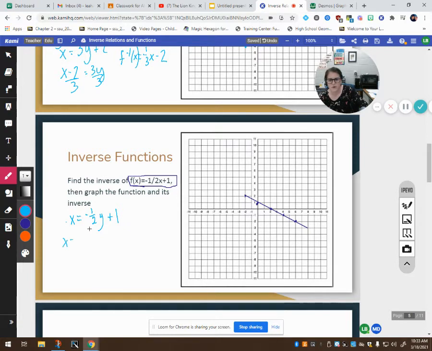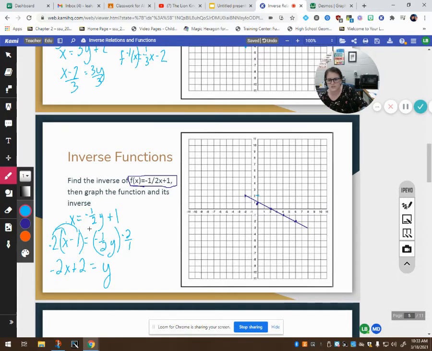So I have x minus 1 equals a negative 1/2 y. So to get rid of this negative 1/2, we know to multiply by the reciprocal. If I do it on one side, I have to do it on the other. Be sure to distribute to both terms. Negative 2x plus 2 equals y. So now we can plot this.